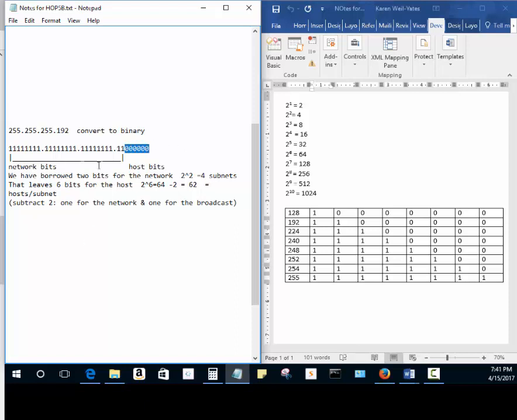Okay, so we've borrowed 2 bits for the network. Borrowed it within this last octet. So 2 to the 2nd is 4 subnets. Leaving 6 zeros left for hosts. So 2 to the 6th is 64, minus 2 is 62. We subtract 1 for the network, 1 for the broadcast.